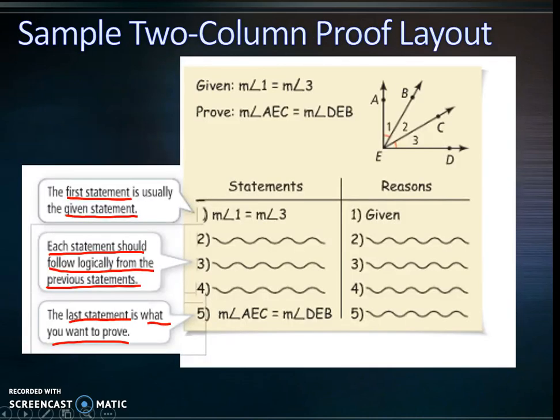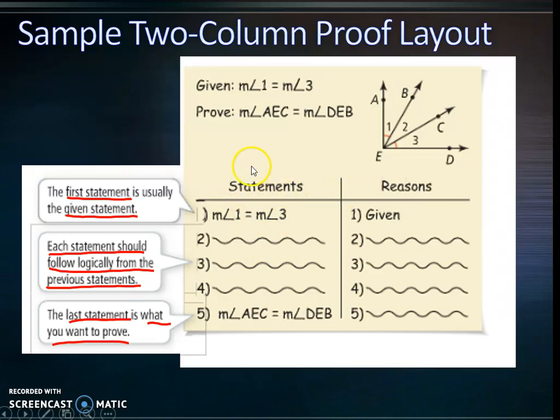So here's a sample of a 2-column proof layout. Given: measure of angle 1 is equal to measure of angle 3. Prove: measure of angle AEC is equal to measure of angle DEB. So here is the diagram. Angle 1 and angle 3 are equal to each other. You can see the arc right here. And we're going to prove that angle AEC is equal to angle DEB. Okay? So here are the statements and reasons.